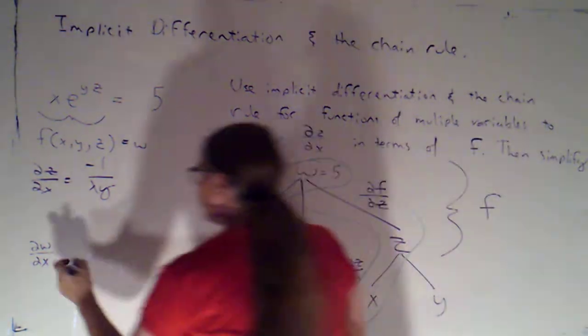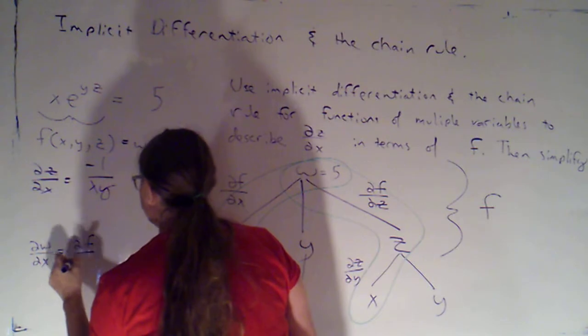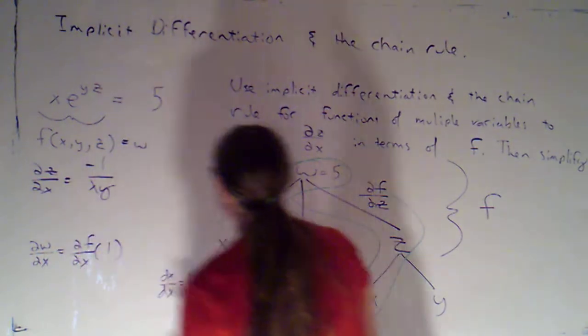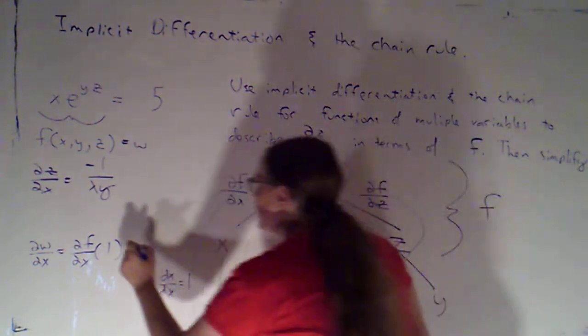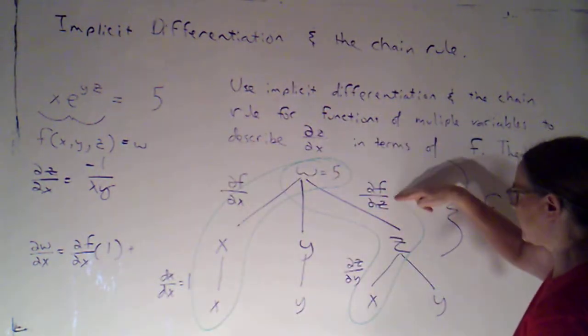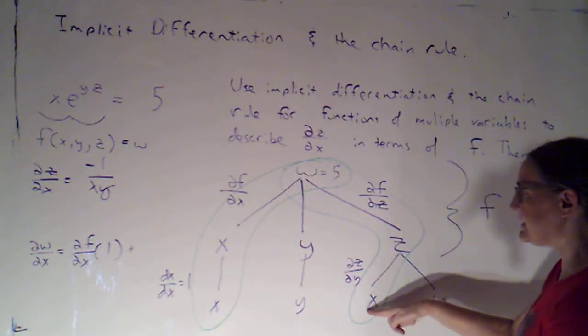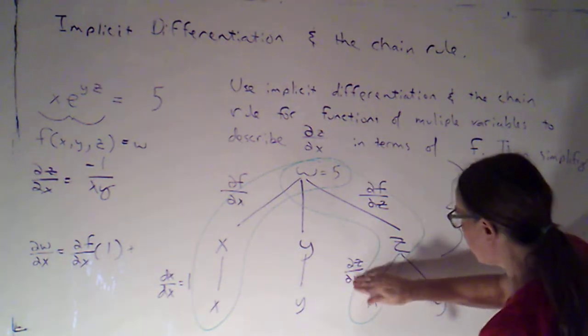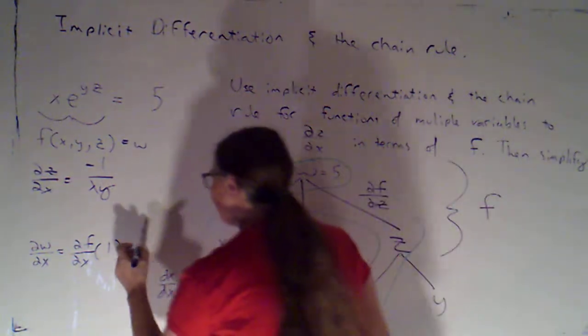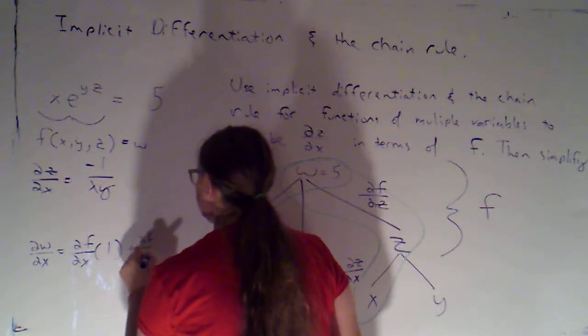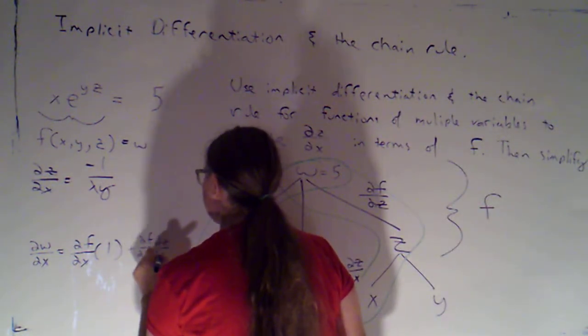And so now I can say, okay, that's the partial of f with respect to x times 1. That's the product of all the derivatives along this path, plus the partial of f with respect to z times the partial of z. Whoops, I wrote y. That should be with respect to x. Okay. Partial of f with respect to z, partial of z with respect to x.